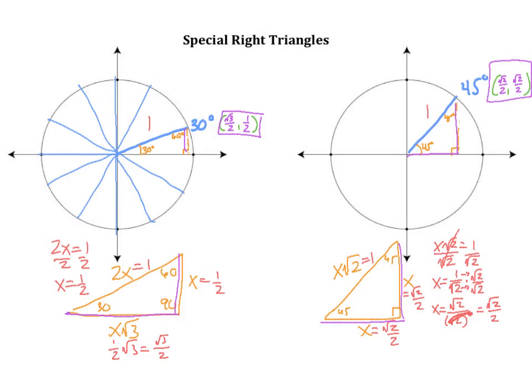Now you can also do the same method for the multiples of 45. So we have 90, but then we also have 135, 180, 225, 270, and then 315. So 135, 225, and 315 you can make into special right triangles and find those ordered pairs.